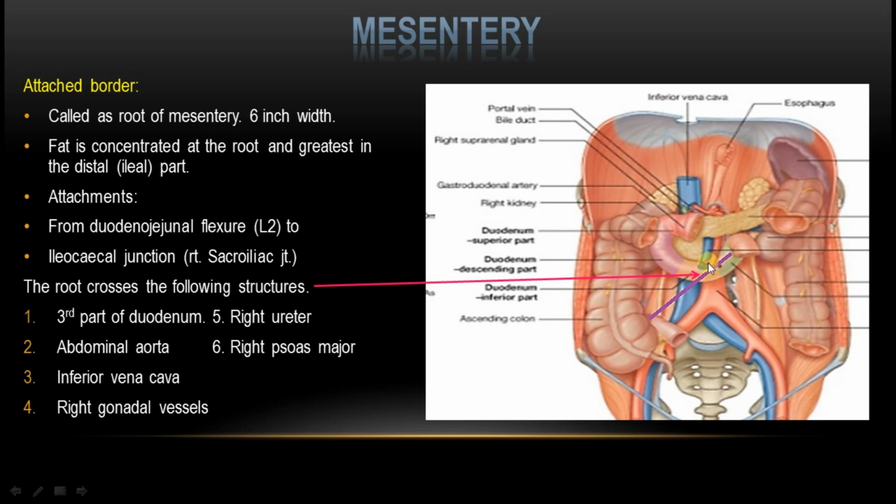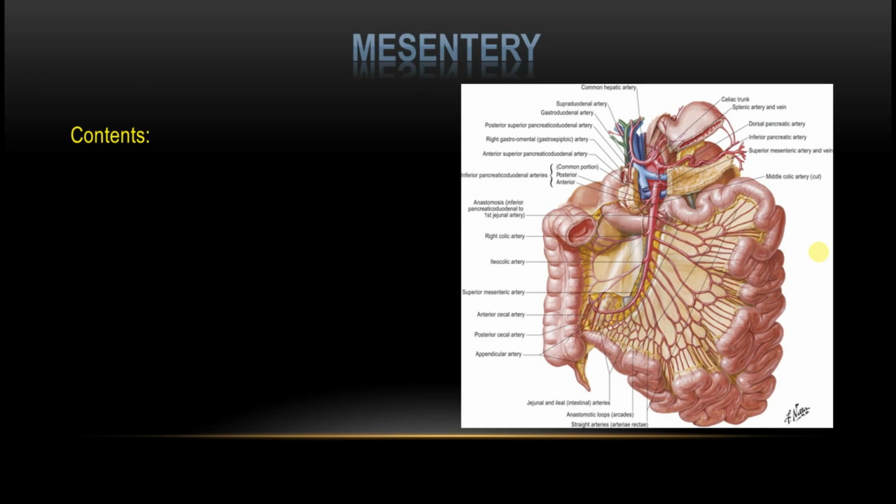So it will have one layer, and it will have another layer. That is the left layer. Then again it will be continuous, and that will cover the peritoneum in front of the ascending colon. Then here the right layer will cover the peritoneum in front of the descending colon. Then it will be continuous with the parietal peritoneum.